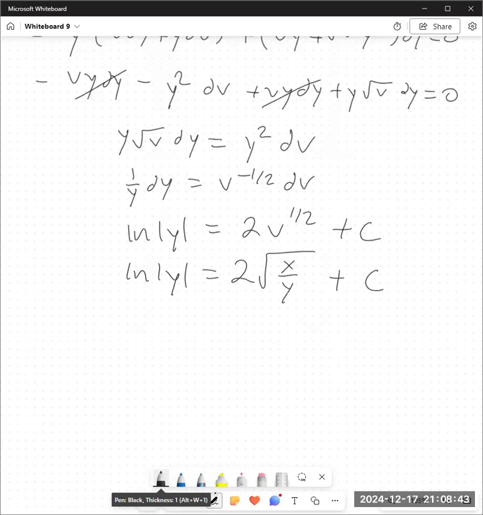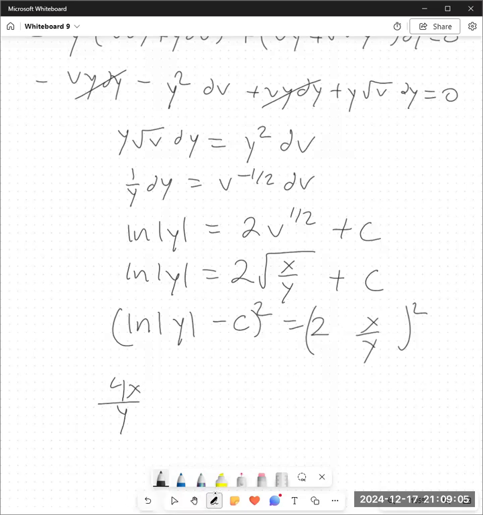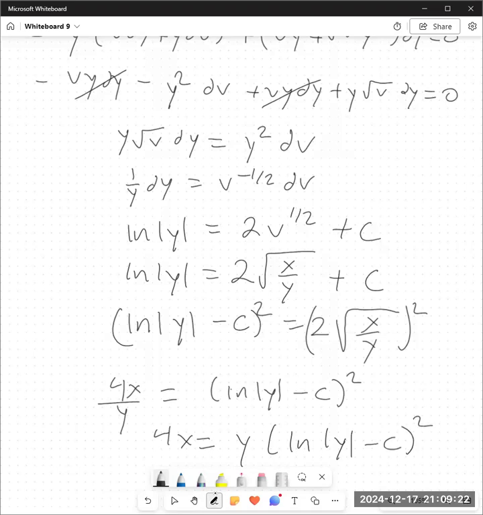And I'm going to take the c over here. And then I'm going to square both sides, switching sides when I do this. 4x over y is equal to ln of the absolute value of y minus c quantity squared. So 4x is equal to y times ln of the absolute value of y minus c quantity squared.